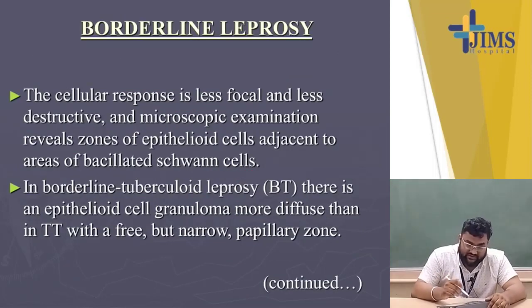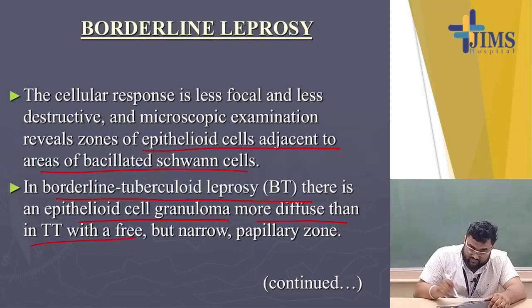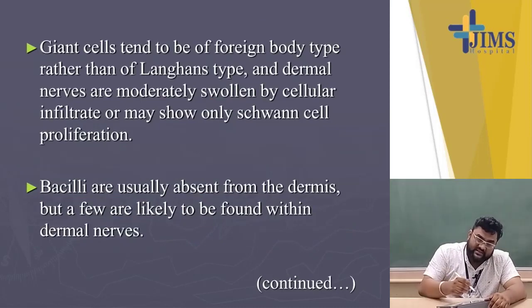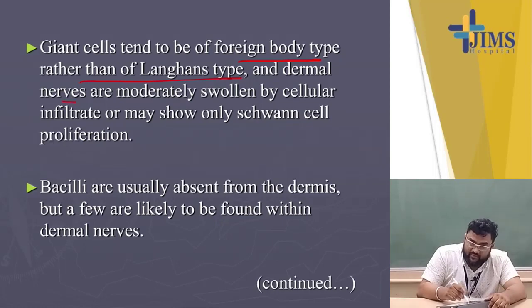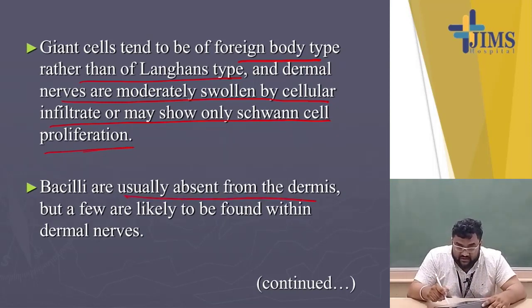Now we have the borderline leprosy. The cellular response is less focal and less destructive, and the microscopic examination reveals zones of epithelioid cells adjacent to the areas of bacillated Schwann cells. In borderline tuberculoid leprosy, there is an epithelioid cell granuloma which is more diffuse than the tuberculoid, and a narrow papillary zone is seen. The giant cells tend to be of foreign body type rather than of the Langhans type, and dermal nerves are moderately swollen by cellular infiltrate and may show only Schwann cell proliferation. The bacilli are usually absent from the dermis, but a few are likely to be found within dermal nerves.